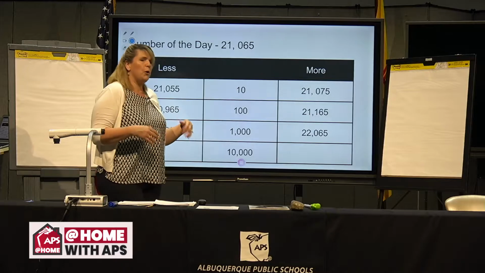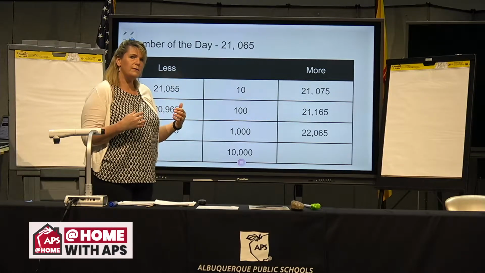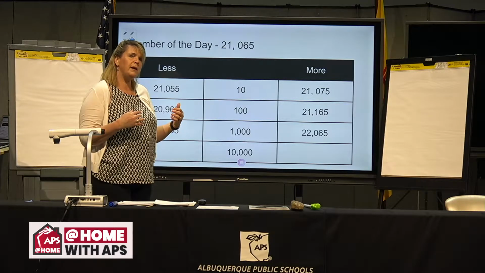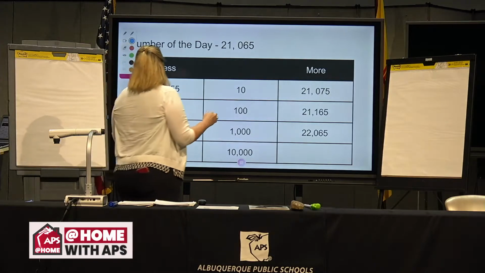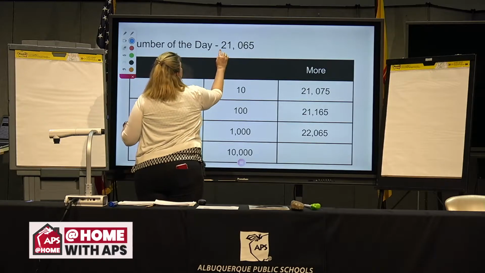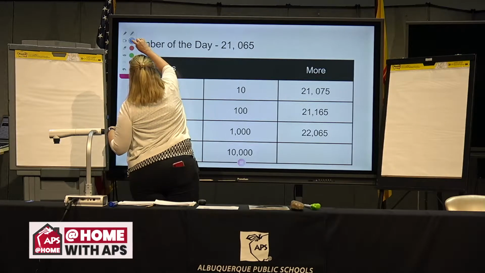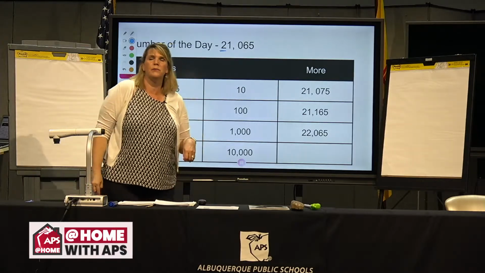All right, so 10,000 less from 21,065. What do you think I'm going to need to do? Which digit am I touching? Well, we were talking about this. This is where we're going to have to know we're going to be working with our digit that's in our 10,000s place.